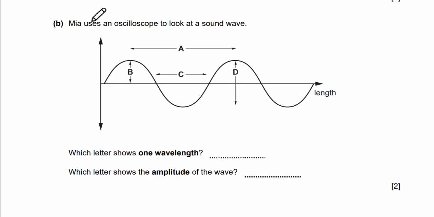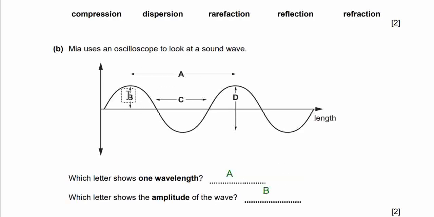Next. Question B. Mia uses an oscilloscope to look at a sound wave. Which letter shows one wavelength? One wavelength will be between 2 successive corresponding crests or troughs. So this is A. Distance between 2 successive crests. Which letter shows the amplitude of the wave? The amplitude is from the middle line to the peak point. This is B. This is 2 times the amplitude, this is not, and this is not. So the answer is A for here and B for here. There we go. B, amplitude, and A.